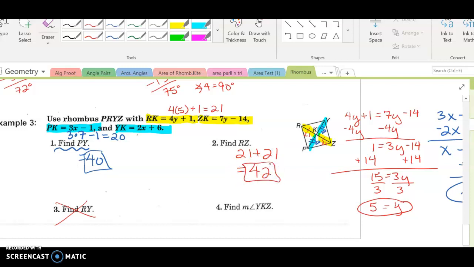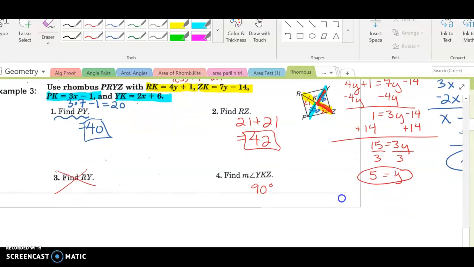And then the last question is, how many degrees is angle YKZ? YKZ is this angle here, and we know that those diagonals cross in such a way that they form 90-degree angles. They are perpendicular, so that would be 90 degrees.